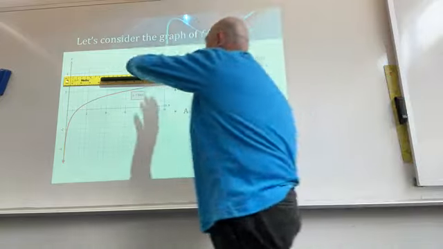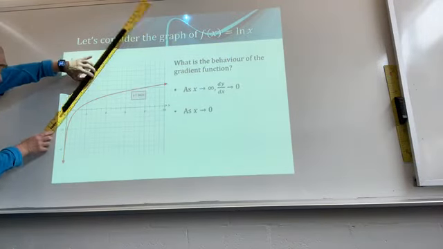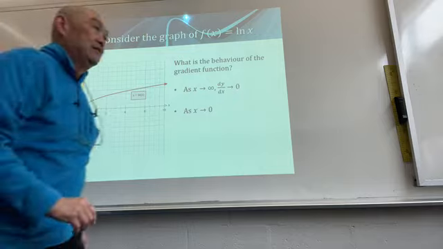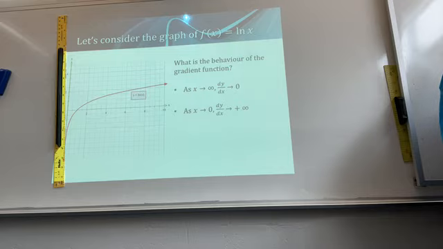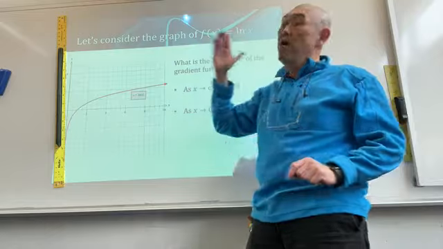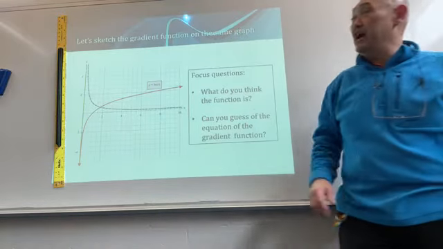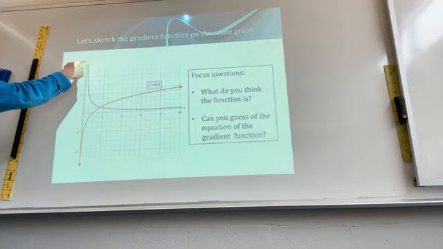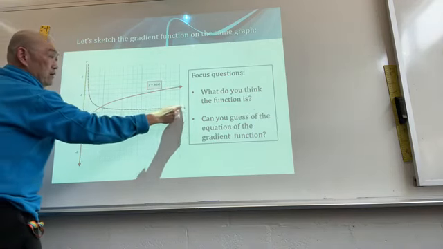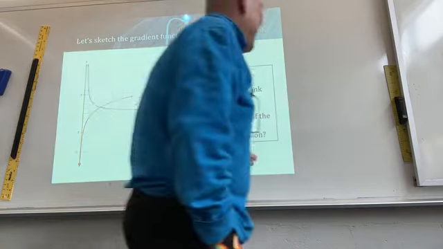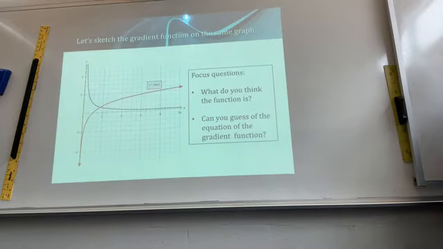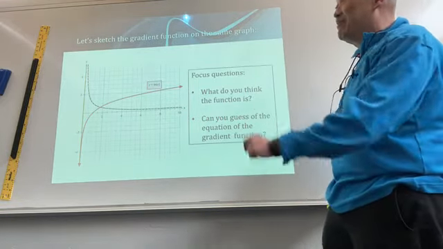What about as x approaches 0? What happens to the gradient? Infinity. So dy/dx equals infinity. So if I sketch the gradient function, this is approaching infinity, this is approaching 0. What do you think the function is? 1 over x. I think most of you know anyway. So you could guess the equation of the gradient function, which is 1 over x. Yes, it is 1 over x, but how do we derive it?